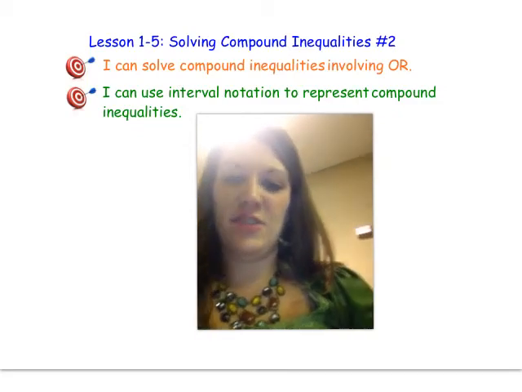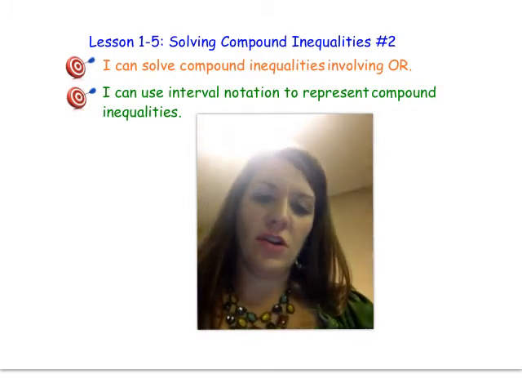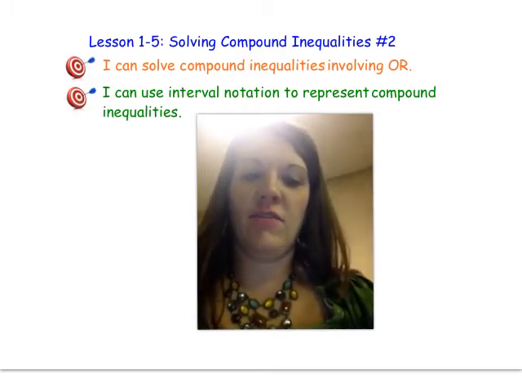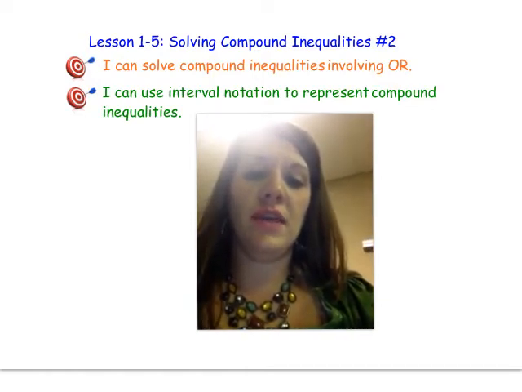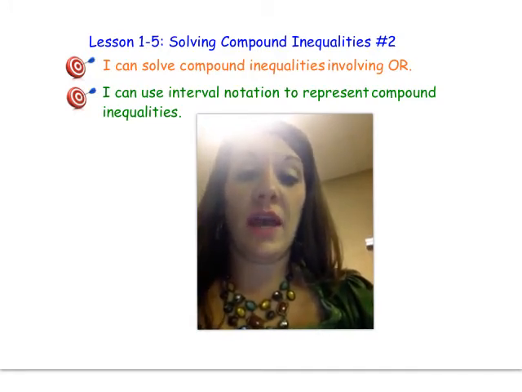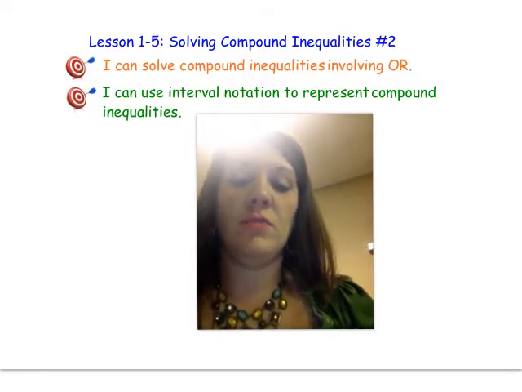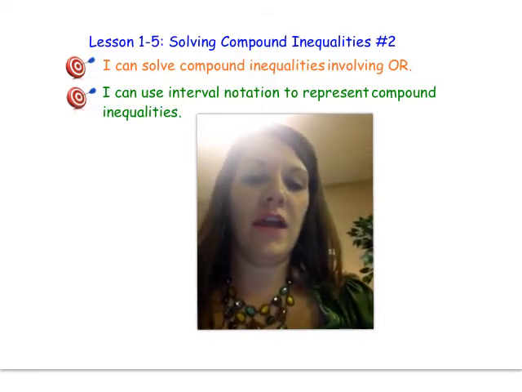Hey guys, this is your second video on solving compound inequalities. The learning targets for this lesson are: I can solve compound inequalities involving the word or, and I can use interval notation to represent compound inequalities. We looked at compound inequalities with the word and in the previous video, and we took a little look at interval notation, but we're going to focus really heavily on it in today's lesson.